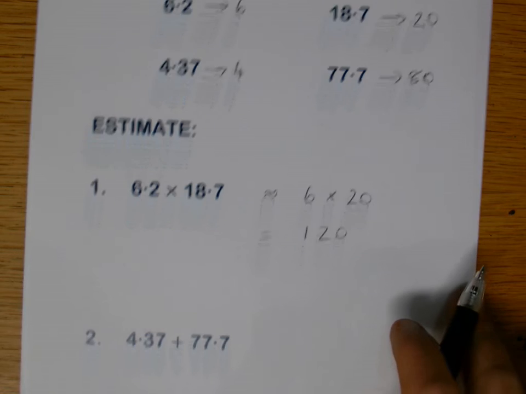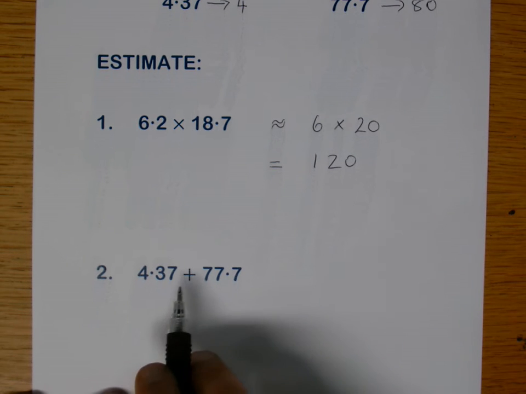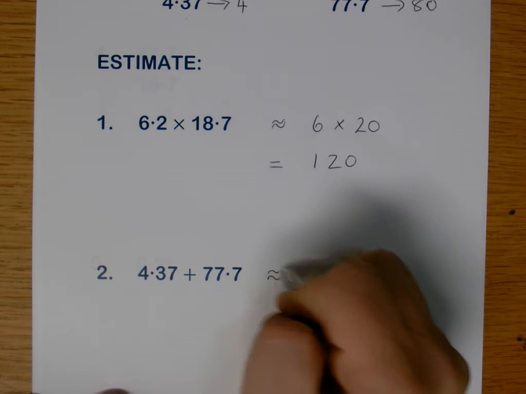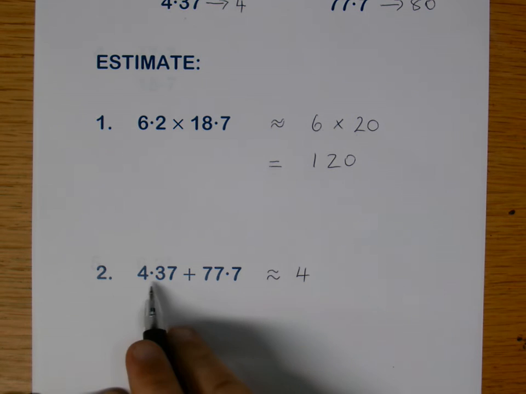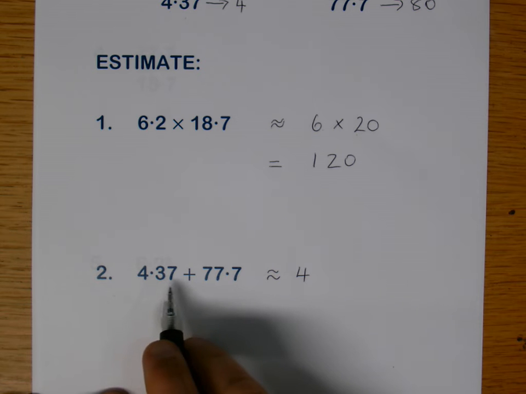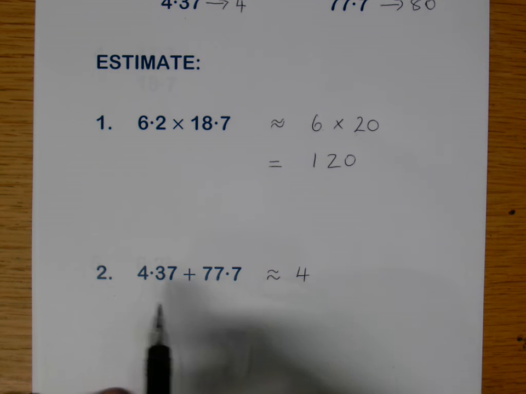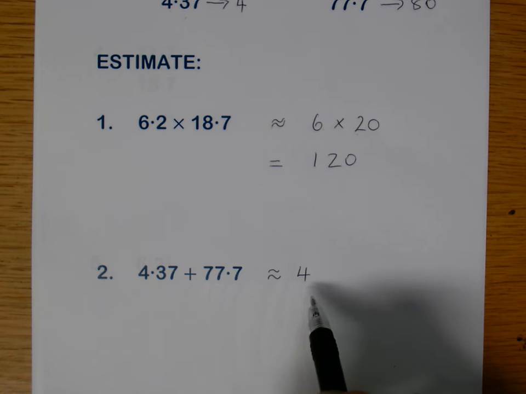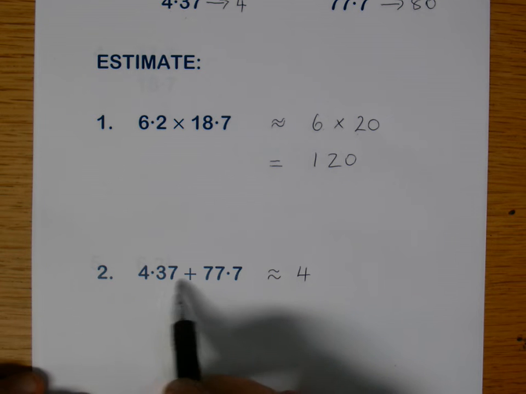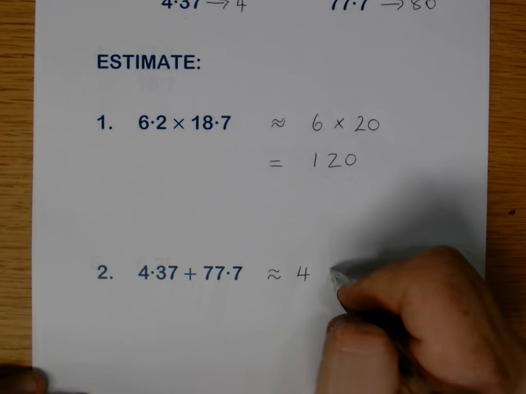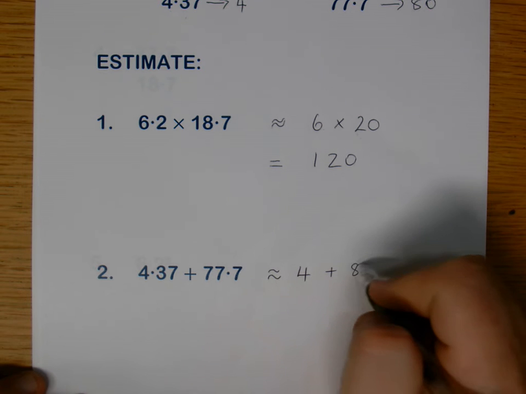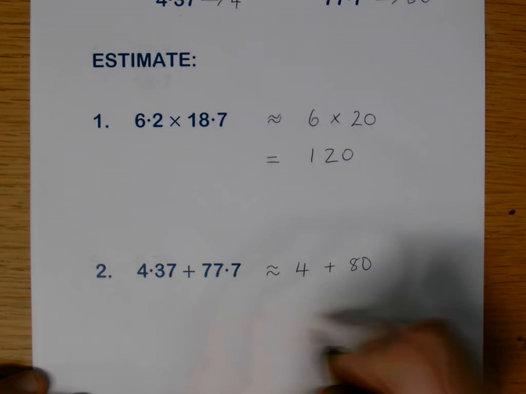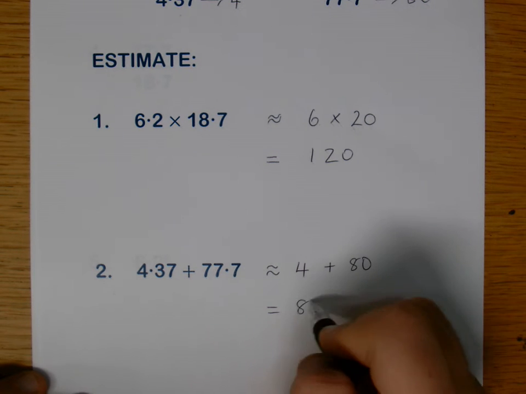Okay, so number 2, in this case we've got to add, but remember 4.37 here will round to 4. That would be a sensible value as we discussed earlier, because we have to estimate it. We can't work it out exactly. If we work it out exactly, we will not get the marks. So that will be 4, and then 77.7 is 80 as we saw earlier. So then we just add them, quite straightforward, that will equal 84.